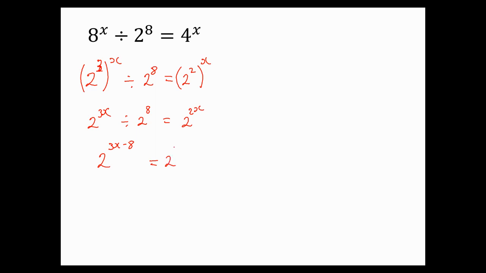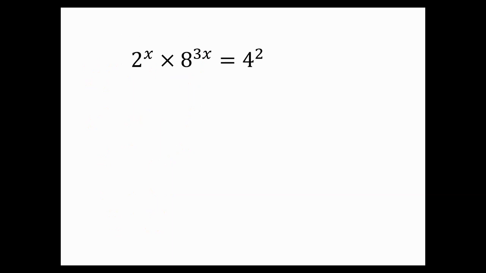And that equals 2 to the power of 2x. Now we've got 2 to the power of something equals 2 to the power of something else. So the two indices must be the same. So we can say that 3x minus 8 equals 2x. And then taking away 2x from both sides gives us x minus 8 equals 0. And then adding 8 to both sides gives us x is equal to 8.